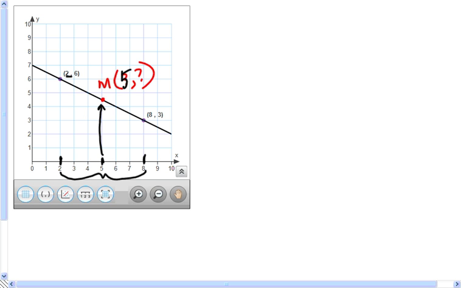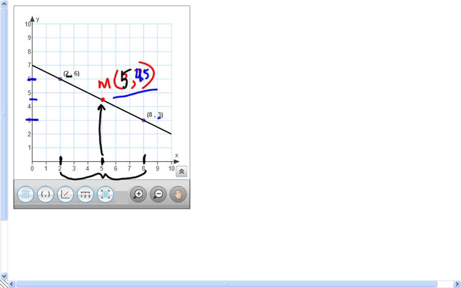And then if we do the same thing using the y coordinates, we'll see that 3 is where this point is on the y-axis, and this point is at 6. So let's think about what's halfway between 3 and 6. I think that would be 4.5. So that's the midpoint. If you're given a graph, you can find it that way.